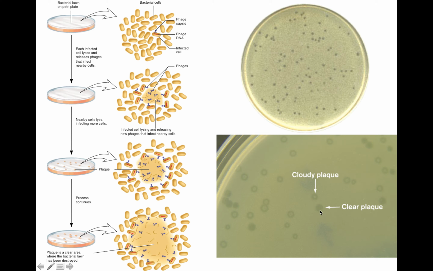Down here we see an image showing 2 different types of plaque morphology. Clear spots in which all the bacteria are dead and lysed open, or cloudy plaques, which have a cloudy center and a clear ring around it. That cloudy center contains bacteria into which the viral genome has integrated into the host genome. So the middle parts of these cloudy plaques have living bacteria cells with viral prophage integrated into the host genome.